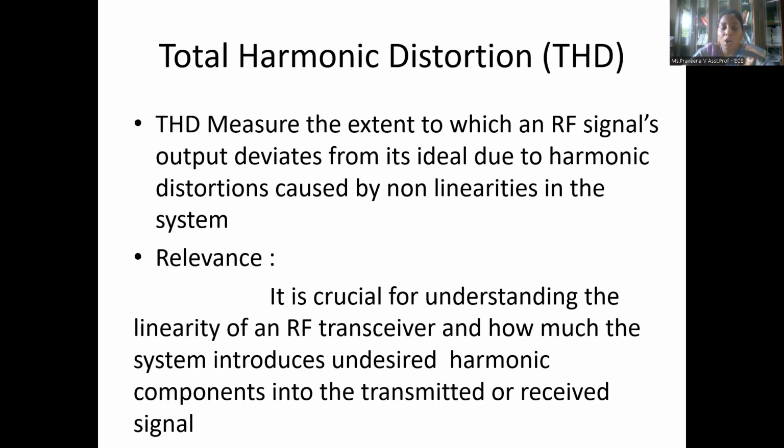Next is total harmonic distortion. Total harmonic distortion measures the deviation of an RF signal from its ideal form due to the harmonic distortion caused by system non-linearities. It is a very important parameter for evaluating transceiver linearity and indicates the amount of unwanted harmonic components present in the transmitter and receiver signal.